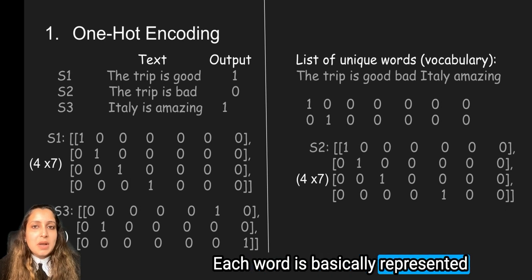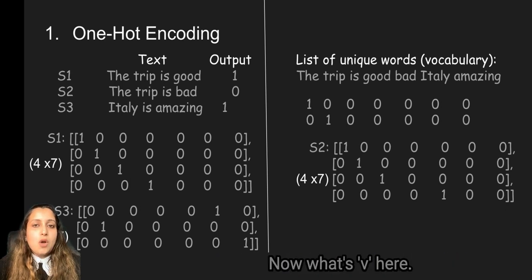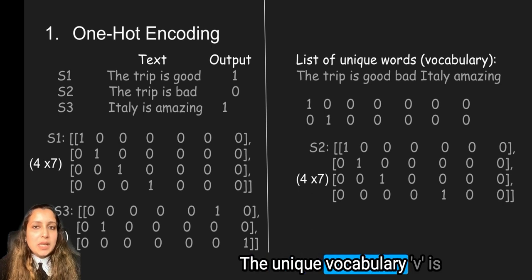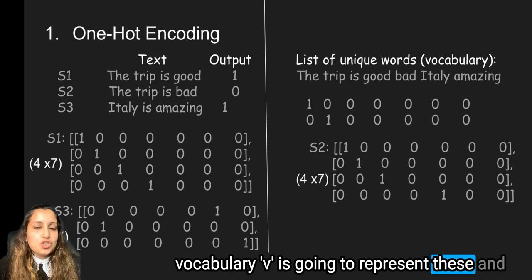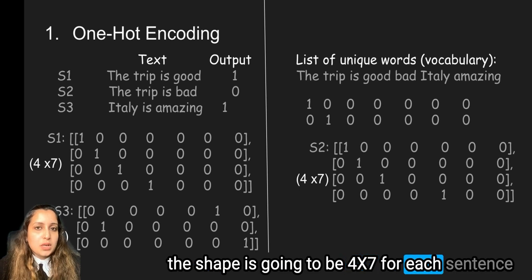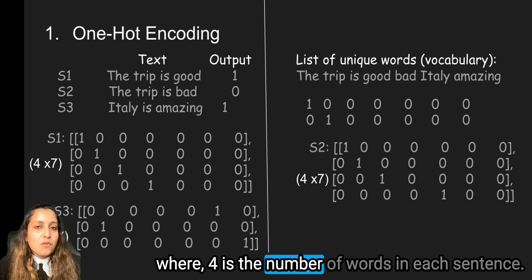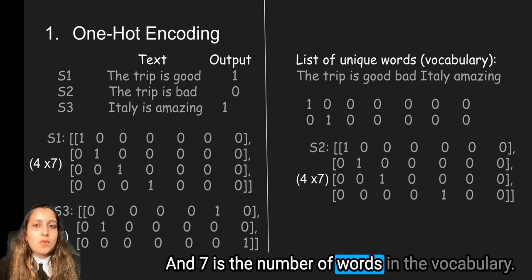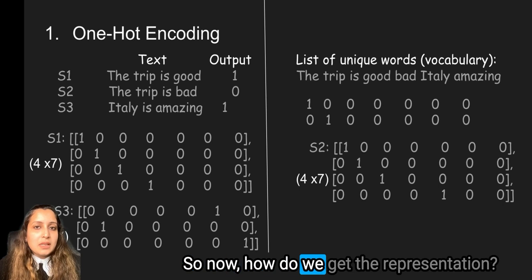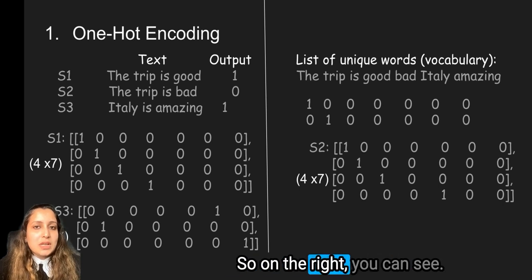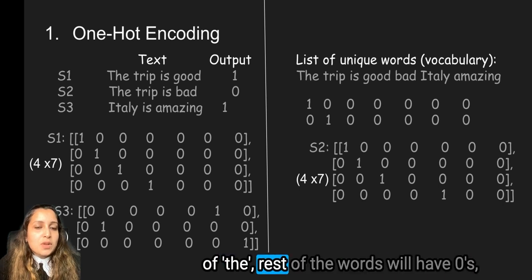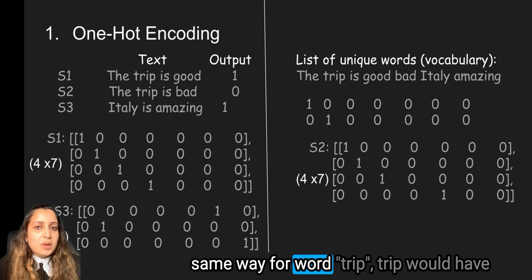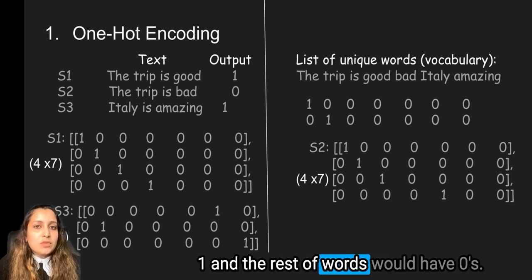Each word is basically represented by a vector with the dimension v. Now what's v here? The unique vocabulary v is going to represent these vectors. If you see the dimension shape here, the shape is going to be 4/7 for each word, where 4 is the number of words in each sentence and 7 is the number of words in the vocabulary. So now how do we get the representation? So on the right you can see for word the only one would come in place of the rest of the words will have zeros. Same way for word trip would have 1 and the rest of words would have zeros.